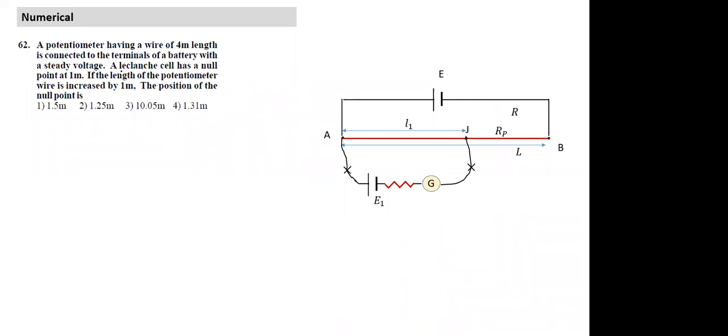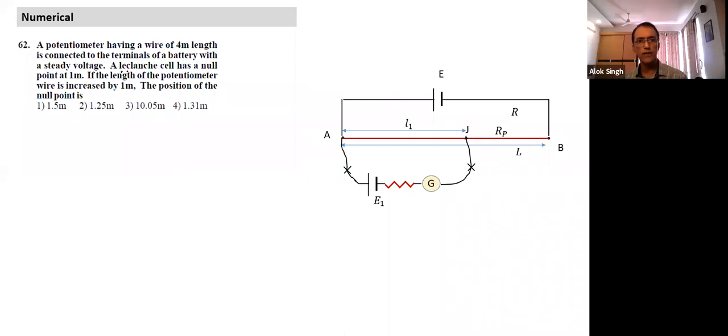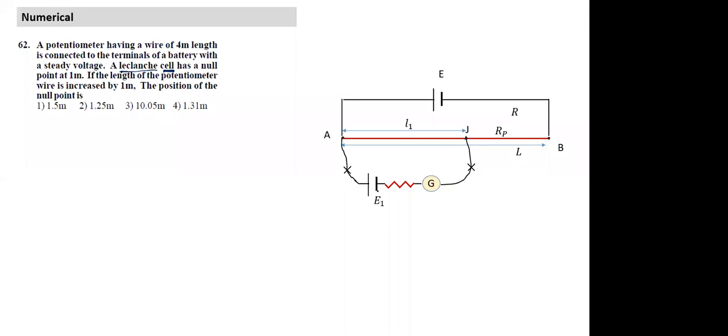Don't ignore this word here. You said there are different types of cell. You said some cell is where this cell connected. Is this in the primary circuit or this in the secondary circuit? It has a null point. So secondary. Secondary circuit. This is your cell.